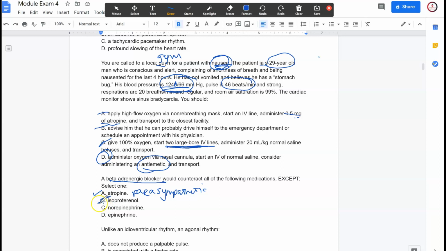Isoproterenol, right? This is a breathing treatment. Norepinephrine, that's along the sympathetic, so a beta blocker would dampen its effects. Epinephrine, same thing. Okay, so your answer is atropine.